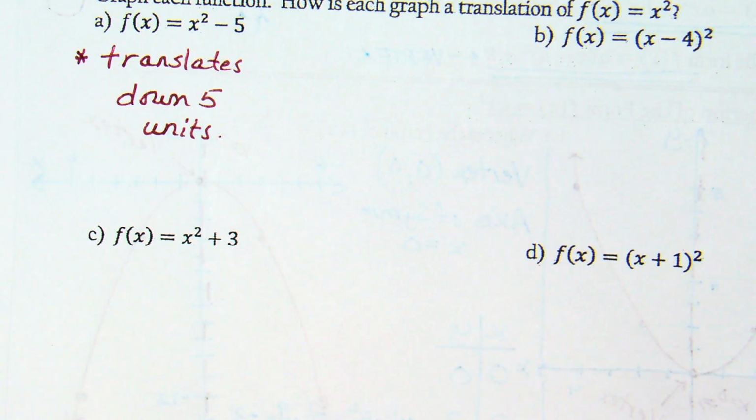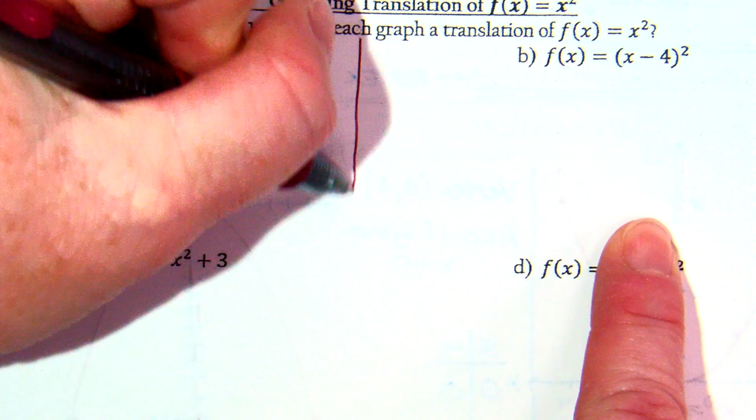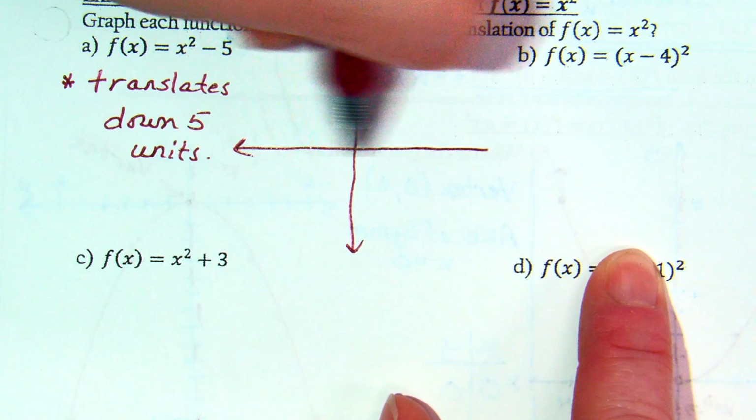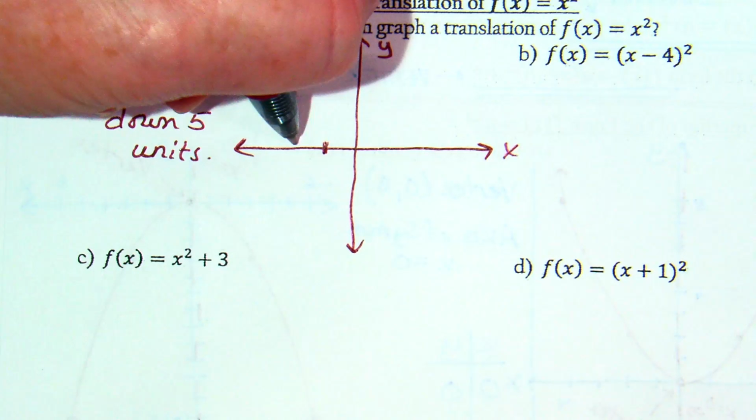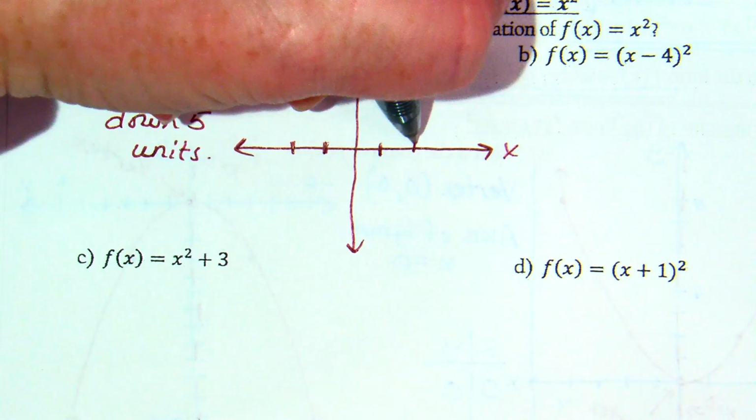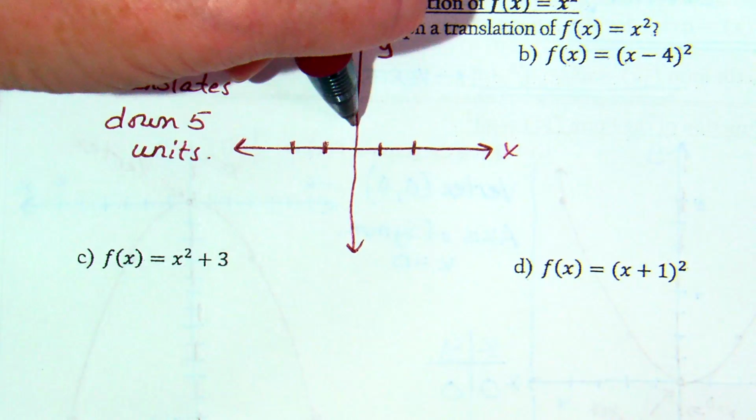Now we're going to graph this. So I'm going to set up my XY axis here. This one I'm going to more center. As I set mine up, I need to be able to go 2 left and 2 right. Now I'm going to go 5 up, 5 down.